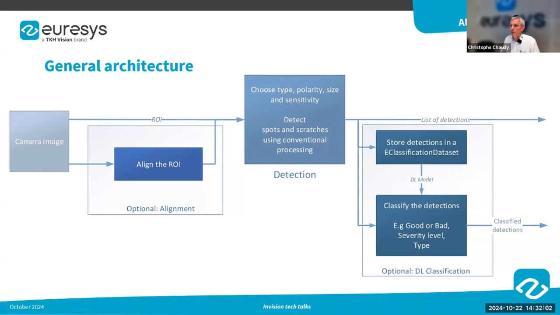You can set up the polarity. So is it an object that is darker or lighter than the background? You can express some constraints on the size, the sensitivity and the shape of the object. Then if you need to, you can submit these candidates to a deep learning classifier. And there are several applications to that. I will get back to this subject later.